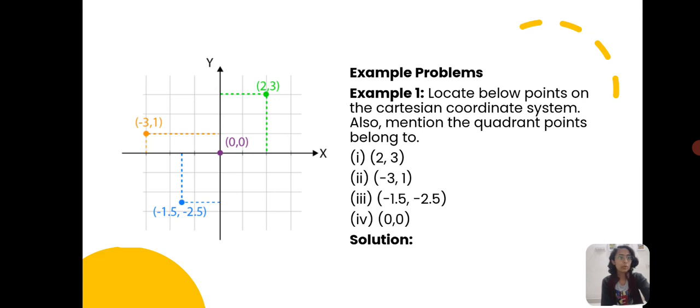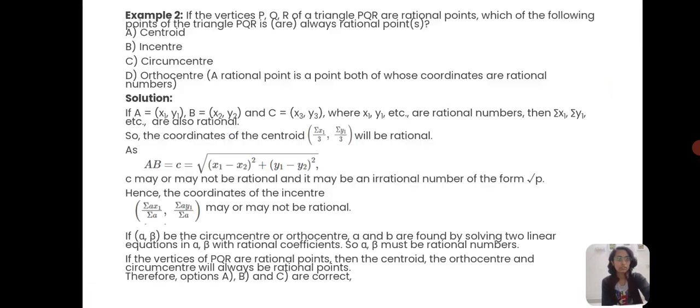Example 1. Locate the below points on the Cartesian coordinate system. Also mention the quadrant the points belong to: (2, 3), (-3, 1), (-1.5, -2.5), (0, 0). So (2, 3) lies in the first quadrant, (-3, 1) lies in the second quadrant, (-1.5, -2.5) lies in the third quadrant, and (0, 0) is the origin.